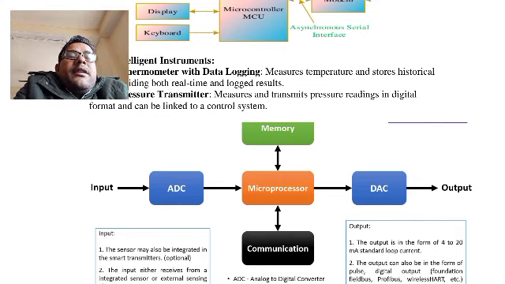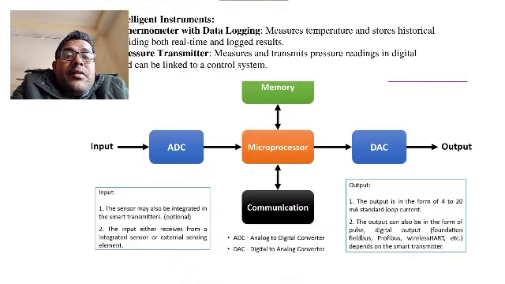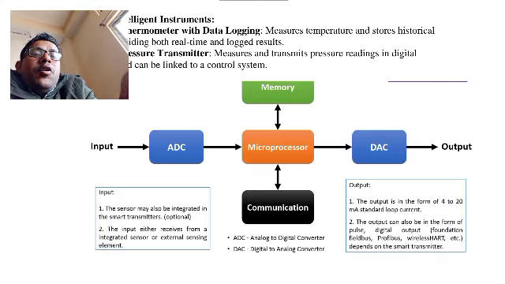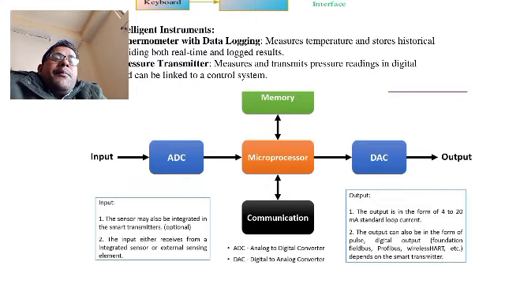These instruments include a microprocessor, memories, communication devices, and analog to digital and digital to analog converters. First, the input: the sensor may be integrated with the smart transmitter, and the input is either received from the integrated sensor or externally. The sensor output may be in analog form, so we have to convert analog to digital, because for processing and calculation we need a digital signal. Our microprocessor or microcontroller generally understands digital format, 0 and 1. Then we convert analog to digital and process.